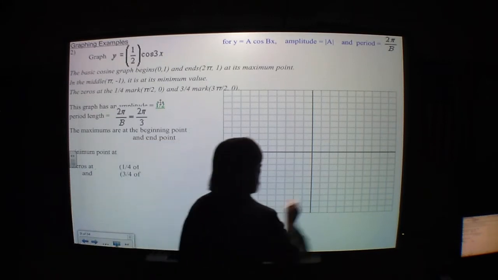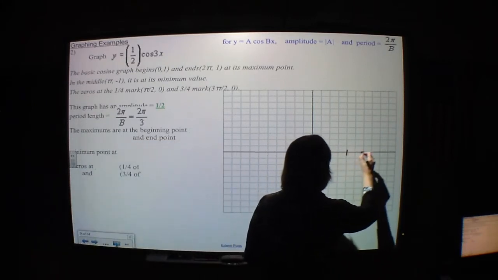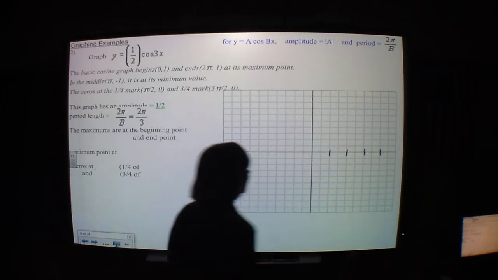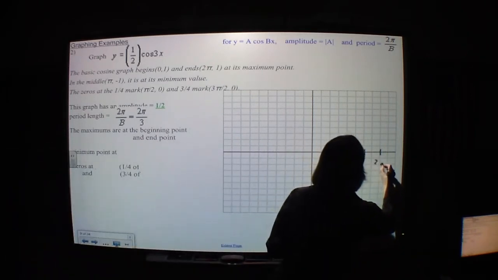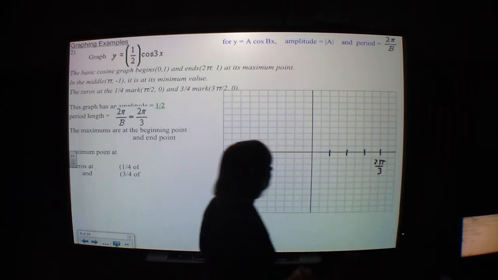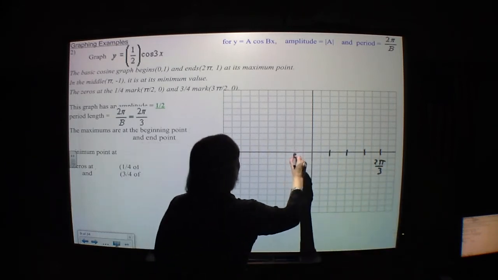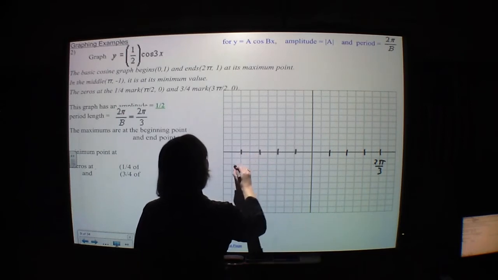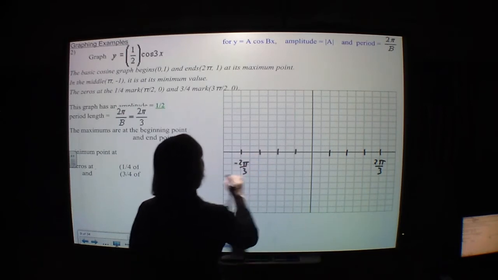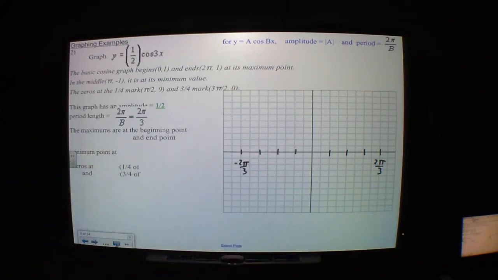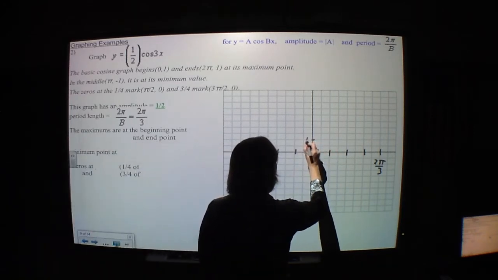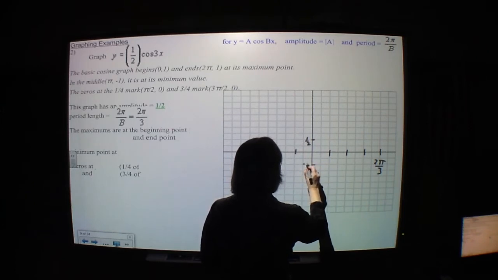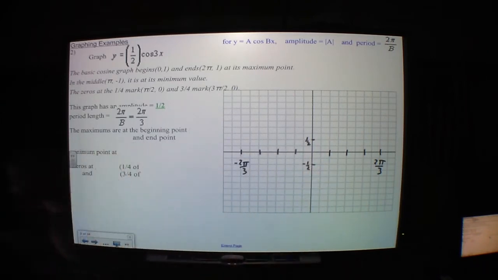Again, I like to go 1, 2, 3, 4. Divide it into fourths. I'm going to label this as 2 pi over 3. Okay? 1, 2, 3, 4. So this is negative 2 pi over 3. Amplitude is a half. I don't want it to be so little, so I'm just going to call that a half. And this is negative a half.